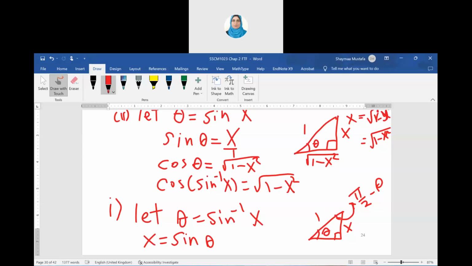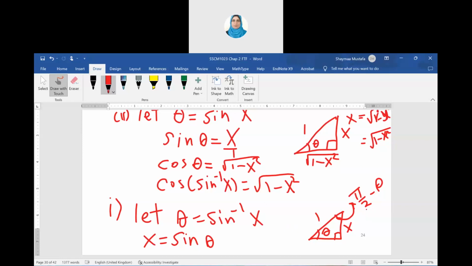You can get the value of this angle. For example, if theta is 30, this one is 60. If this is 20, this one is 70. The sum of these two angles should be pi over 2. So sine theta is x over 1, since sine theta is opposite over hypotenuse.